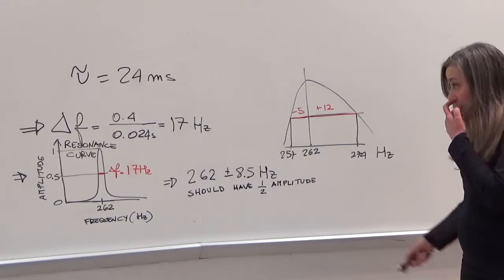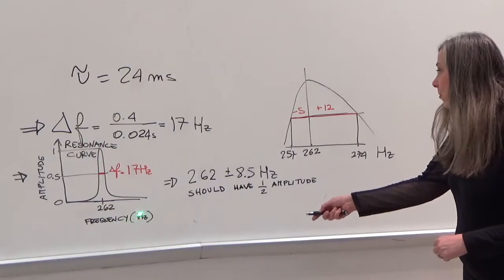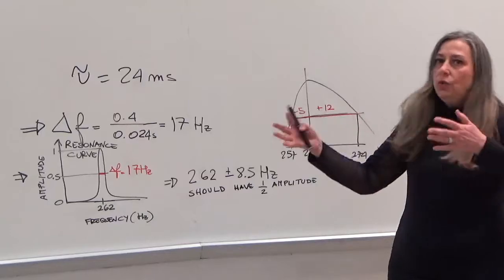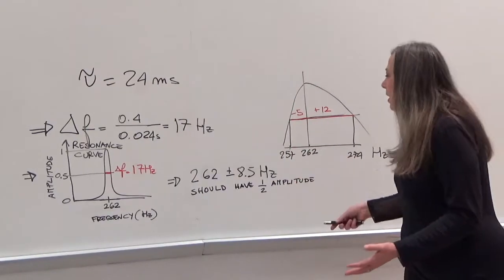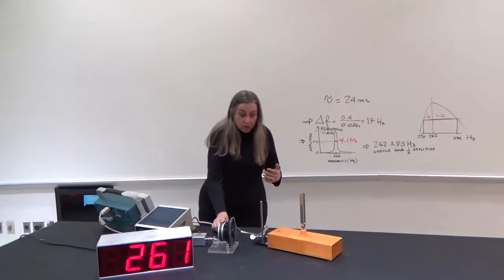Let's see if this is true. Because this is a 262 Hertz tuning fork, there should be 8 Hertz to the left and to the right, but it doesn't actually have to be symmetric. Let's see if in fact it turns out to be this way.